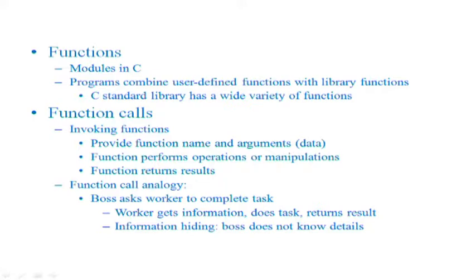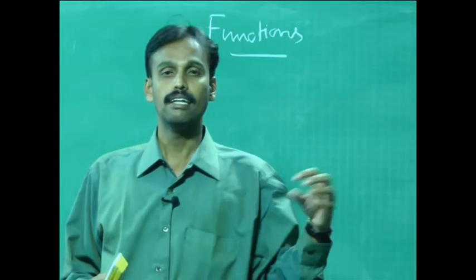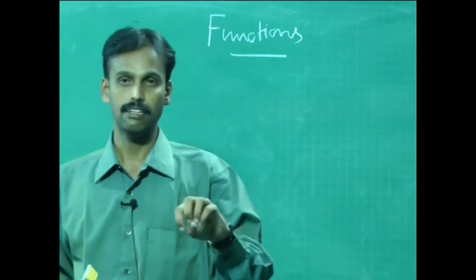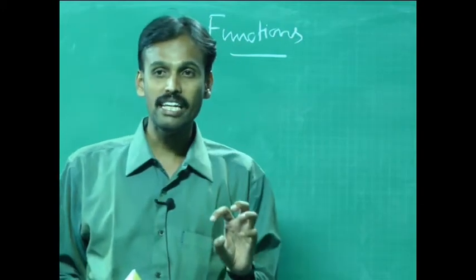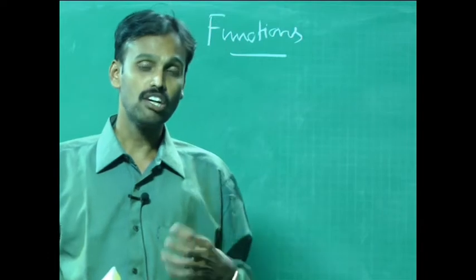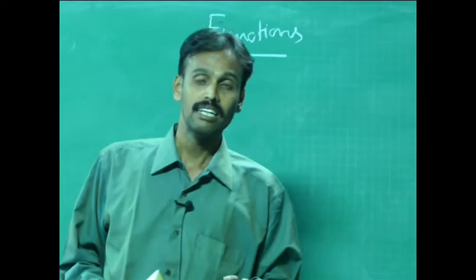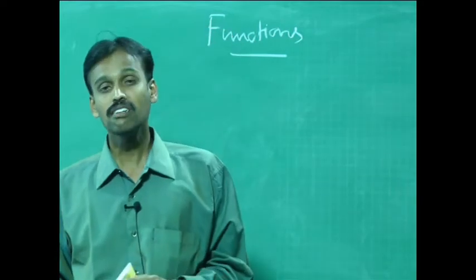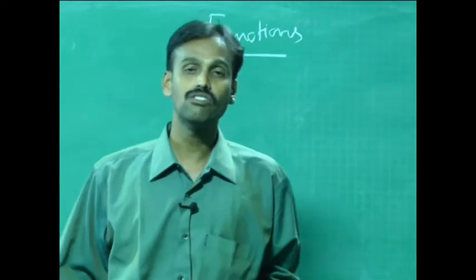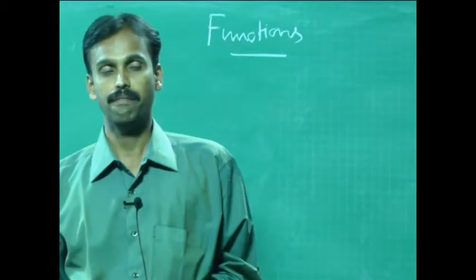How can I analyze a function call with a normal day happening? Take something like this. A boss asks his worker to complete a particular task. What happens then? The worker gets information, does a task and returns a result. The information is hidden; the boss does not know any detail about what has happened, but he has come to know that something has happened. So this is a real-time analogy which helps us understand functions in a great way.